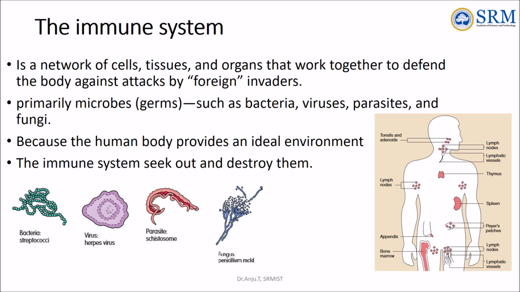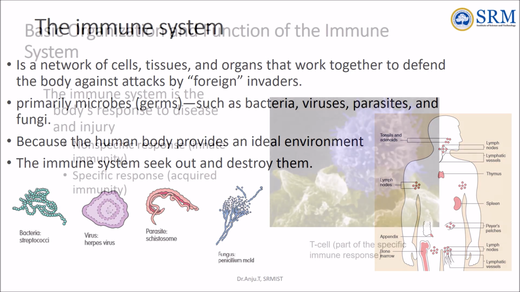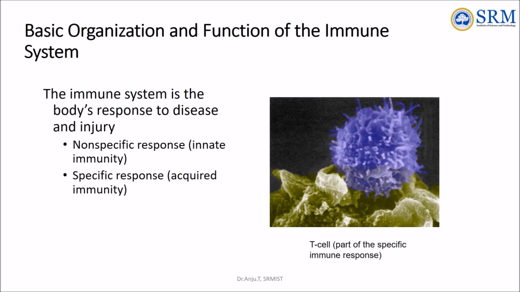The immune system is not just a single cell or a single organ. It is a network of cells, various tissues, and organs working together, fighting against the foreign invaders. All the defense mechanisms working in our body can be classified into two types. One is the innate immune responses, and the second is the acquired or adaptive immune responses.